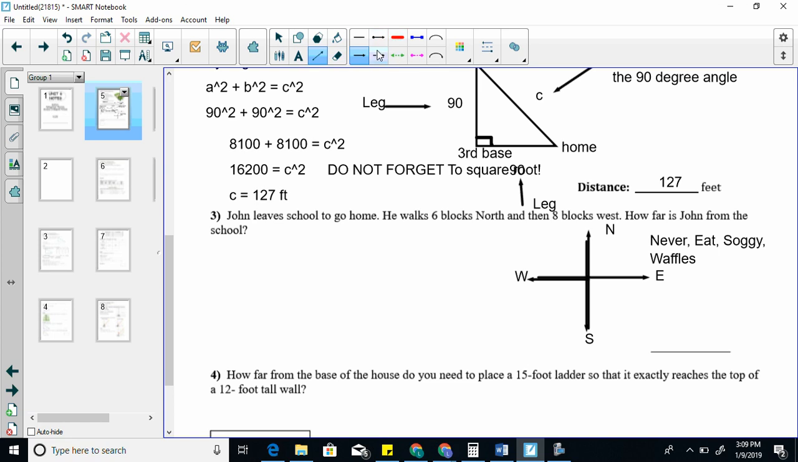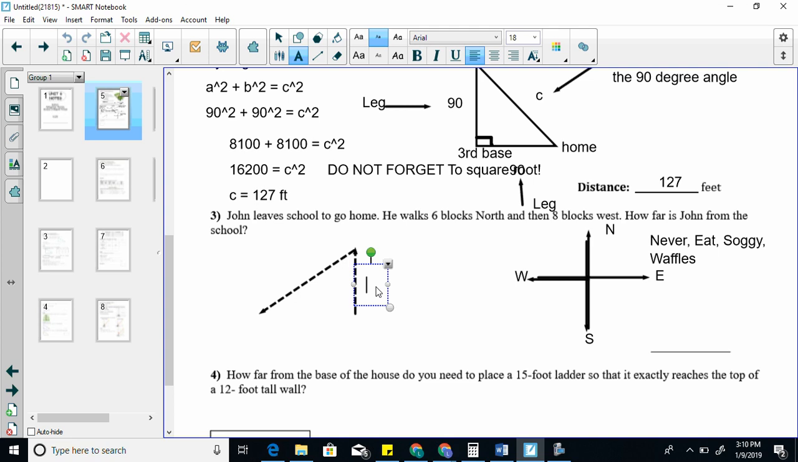So it says he walks 6 blocks north. That is upward. Okay, so we're going to say John starts here. He walks 6 blocks north, and then west would be this way, right? So then he comes down this way, and he ends up somewhere. I don't know where. It may be out here. Your picture may be out here. I'm just going to stop here. It doesn't really matter. This is more for yourself.